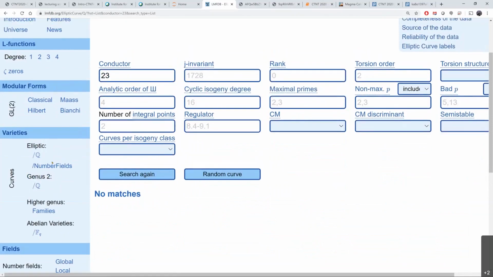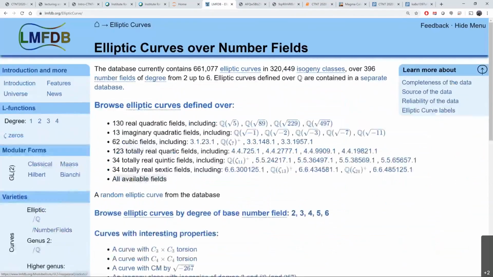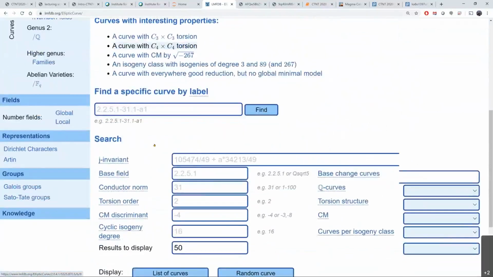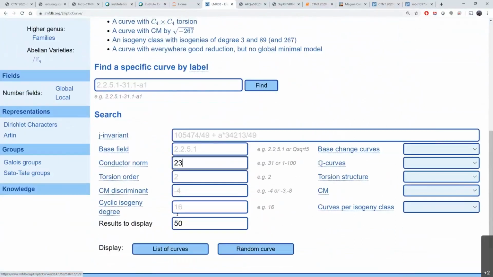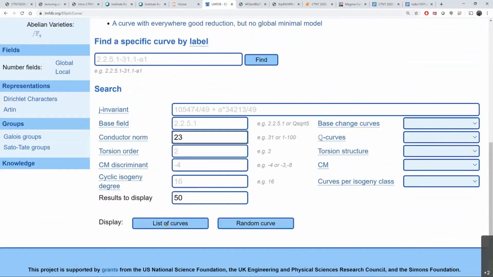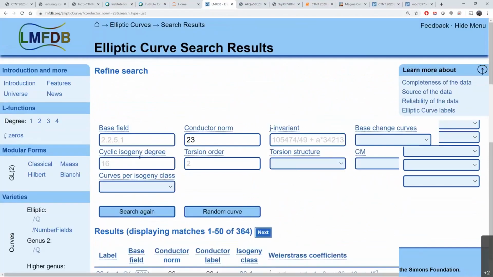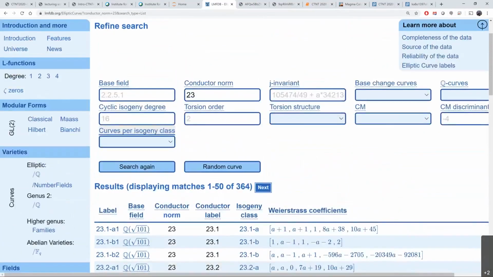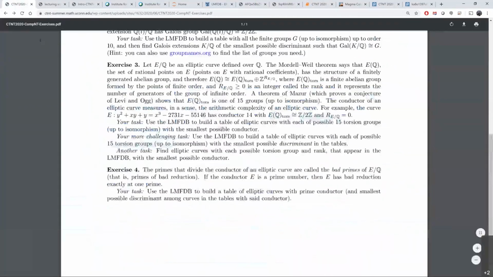However, over a number of fields, that might be a different question. You can look at the conductor norm 23 and whether there are elliptic curves with conductor 23. And it turns out that yes, the conductor for some elliptic curves over a number field can be 23, or the norm of the conductor can be 23 over some number fields. But the question at hand here is over Q.